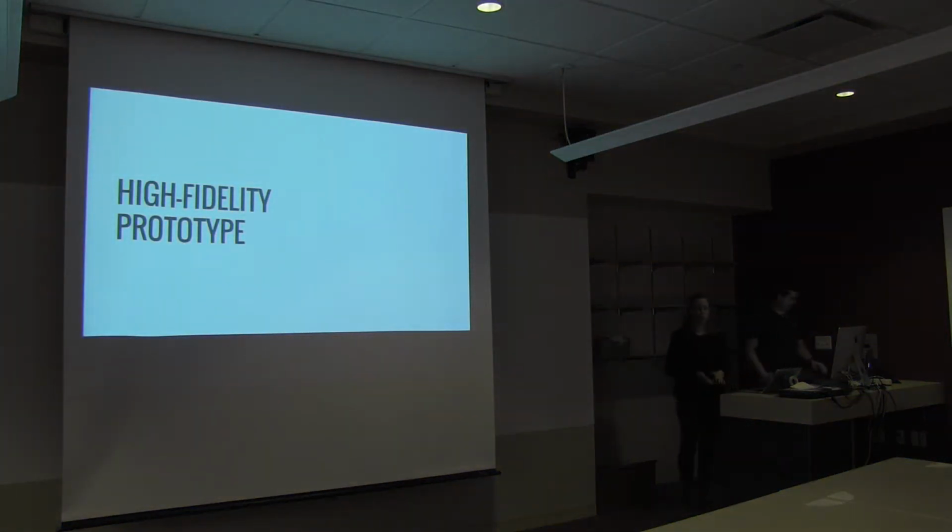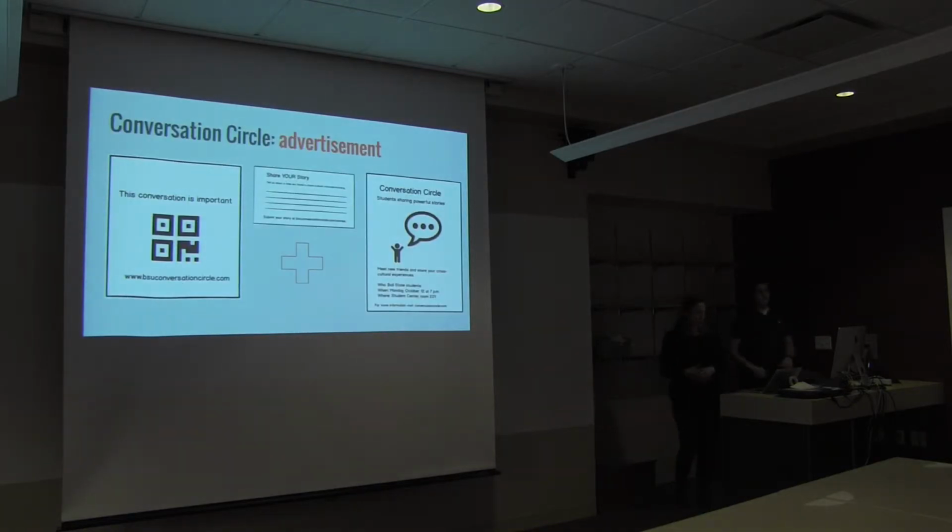All right, now we will go over the high fidelity prototype. So first, our experience starts with advertisement. And there are 3 components that will be part of the advertisement. The first one will be a card that has a QR code on it that will lead students to our website. The QR code card will say this conversation is important and that's it, nothing else, except for the URL to the website as well, in case students don't have the QR code app.